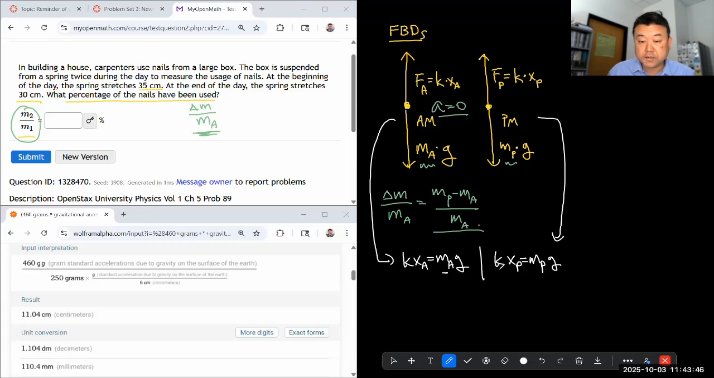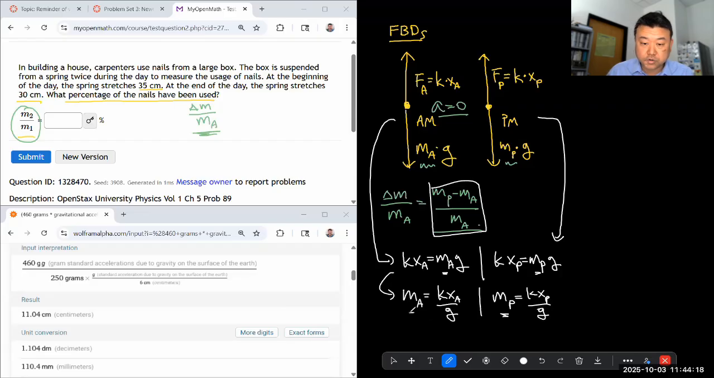Can solve each of these for the mass that I'm eventually going to use. Both of them will have some additional unknowns, like I don't know the spring constant, but looking at this expression, I have some sense that it'll cancel out. So even though it might look like I have too many unknowns, I'm just trusting and hoping that algebra will work out. So mass in the afternoon is KXP divided by g.